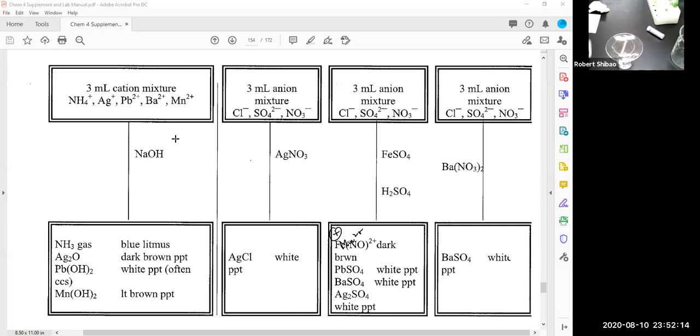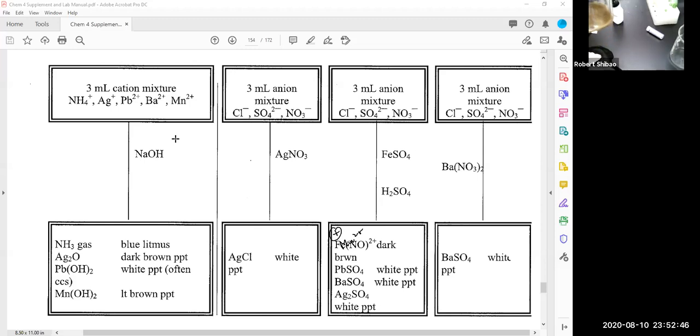Okay, so I'm going to add some sodium hydroxide to this. The sodium hydroxide is going to react with ammonium to create ammonia, and that should generate ammonia gas. It also, if you look down here, created a precipitate. You can see a precipitate there. So we get some clues.